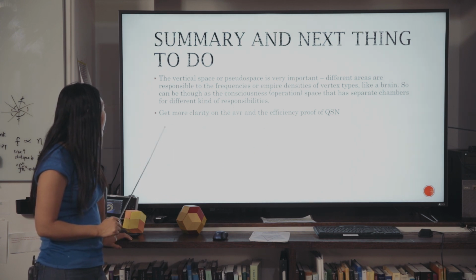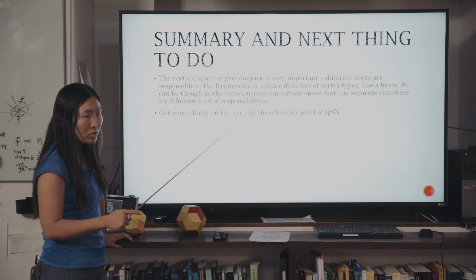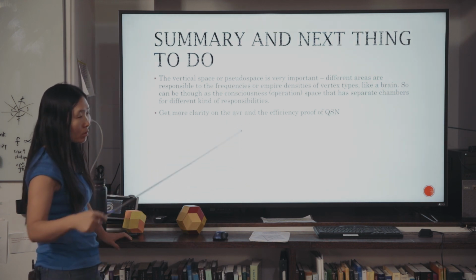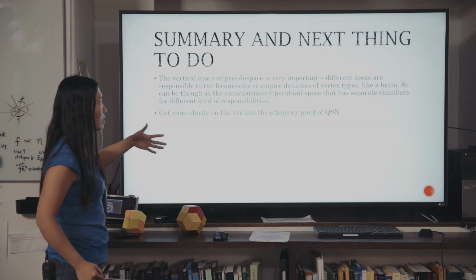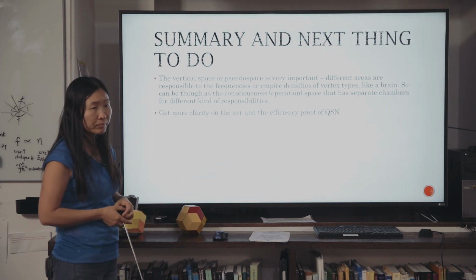Okay, and the next thing to do is to get more clarity on the average valence rank, which includes the 57 thing, or included the Y2, 4, 6 and all that. And then also the efficiency proof of QSN.